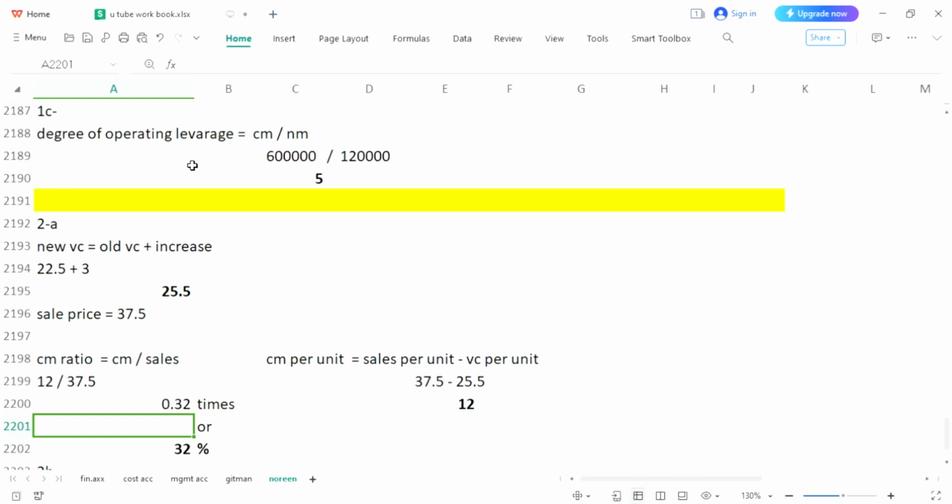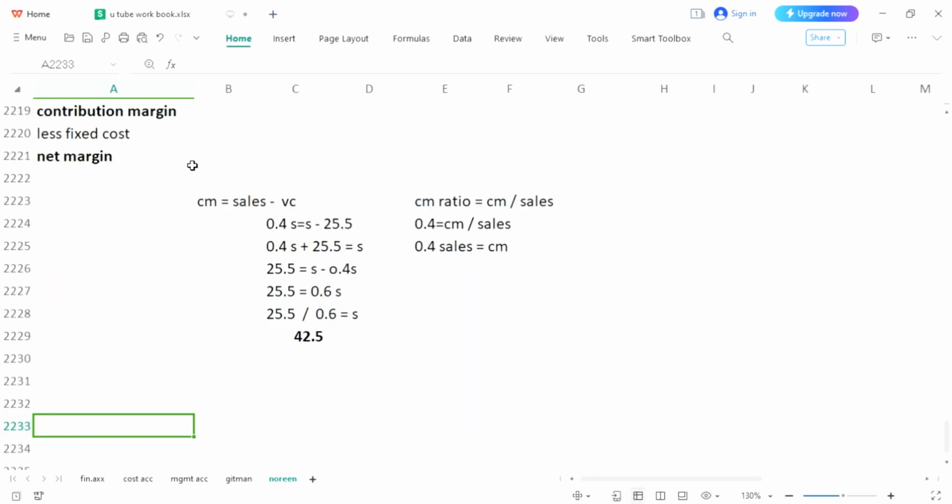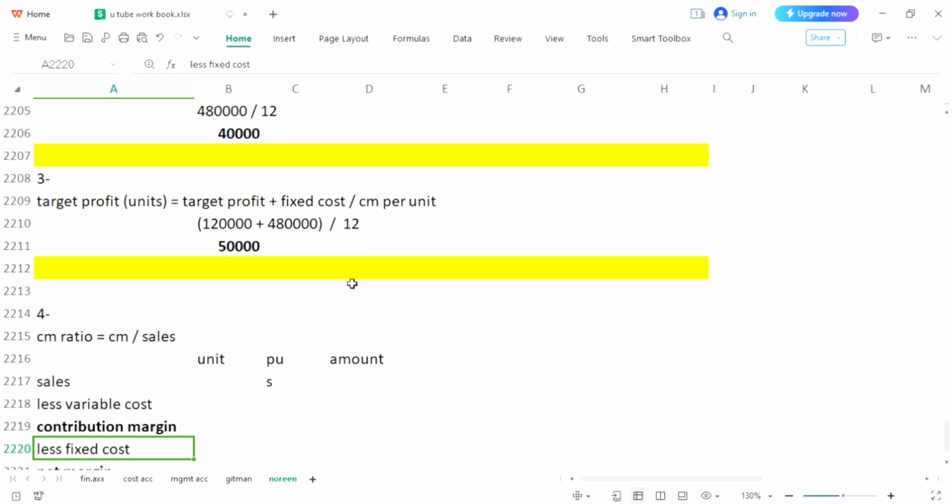Again he is saying even after the increase in variable cost, he wants to get 40%. For that, obviously, we'll have to increase the sale price. The old selling price was 37.5. Now you will increase this selling price up to 42.5, with which you will get the CM ratio again 40%, and we'll have to prove it. Okay, for that come over here.